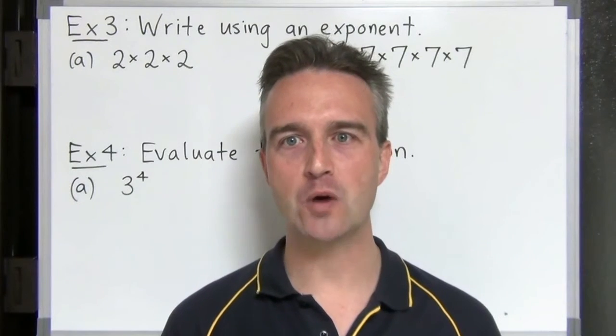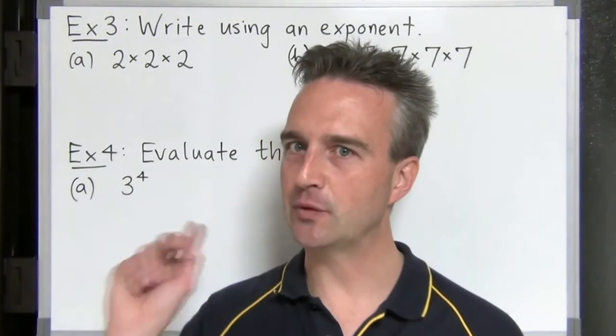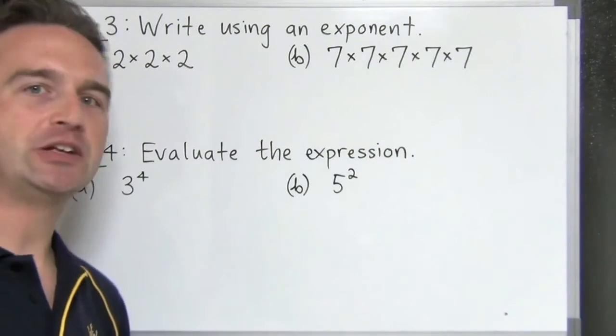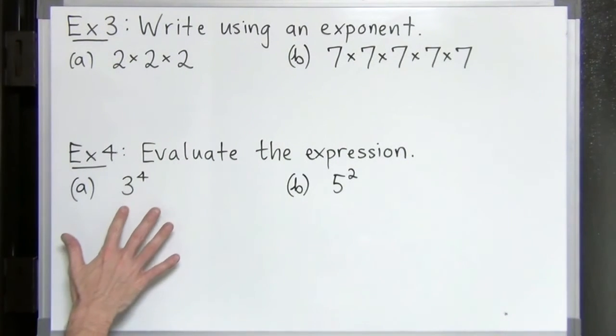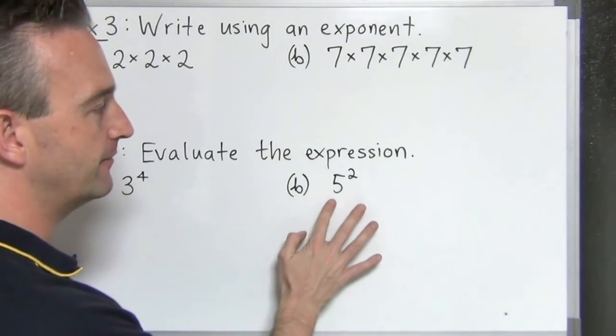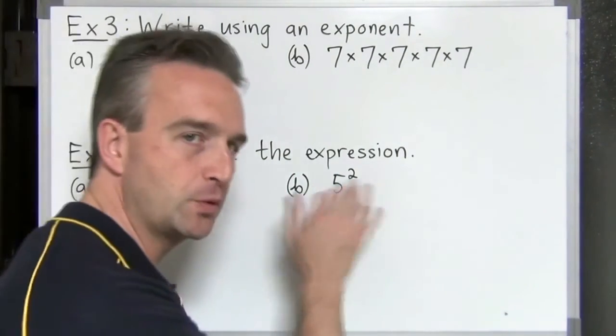How'd you go with that? Hopefully you've got the gist of it, because it's now your turn. Please try examples 3 and 4. In example 3, write these two expressions using exponents. And in example 4, evaluate these. 3 to the power of 4, or 3 to the 4th power. And this one over here, 5 to the power of 2, or 5 to the second power, or in other words, 5 squared.